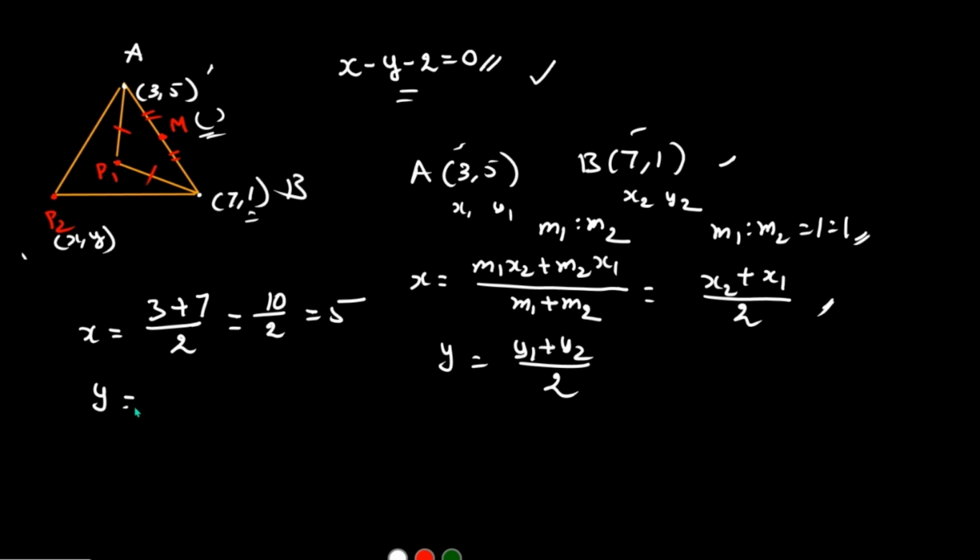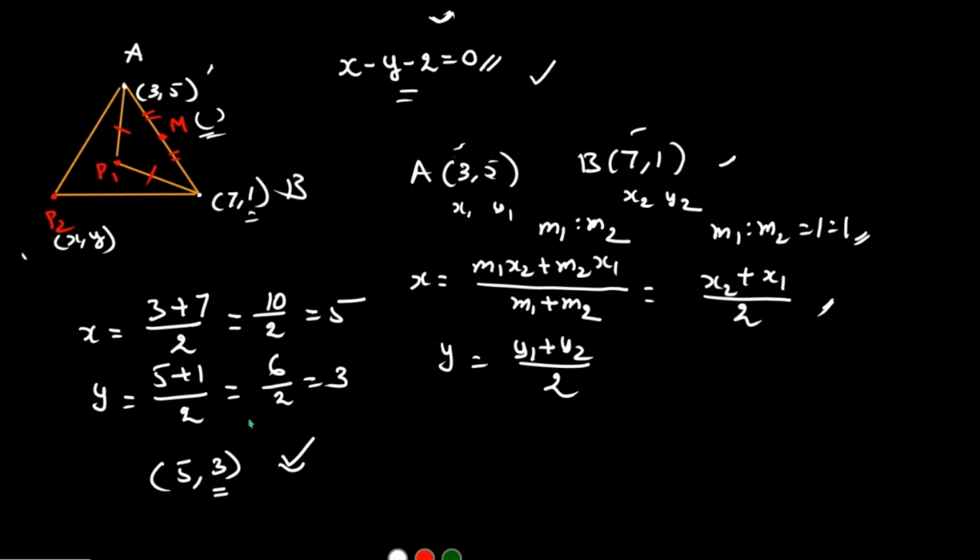Let's find the y coordinate. It is 5 and 1, okay? 5 plus 1 divided by 2, okay? That's equal to 6 by 2, that's equal to 3, okay? Now we found the one coordinate, okay? It's 5, 3, okay?